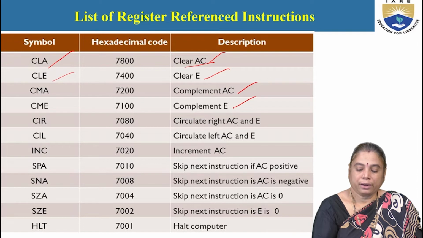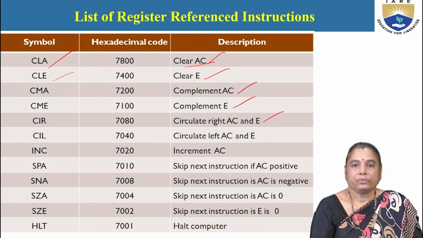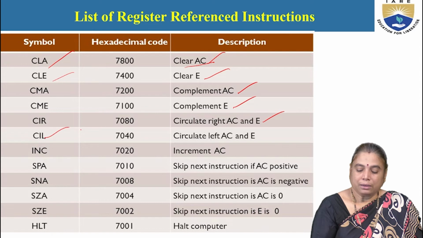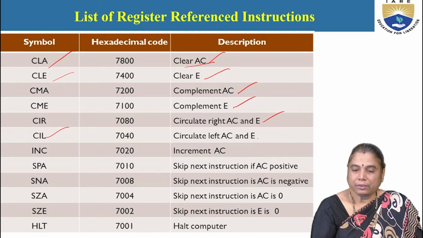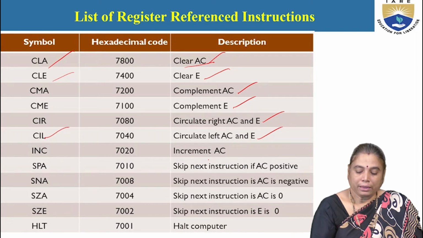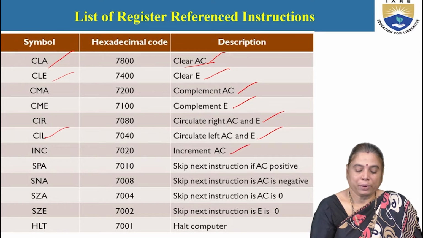CIR, circulate right, shift AC and E; along with the E register, the AC value can be circularly right shifted. CIL, circulate left AC and E. So a circular left shift operation can be applied on AC in conjunction with the E. INC, increment accumulator.